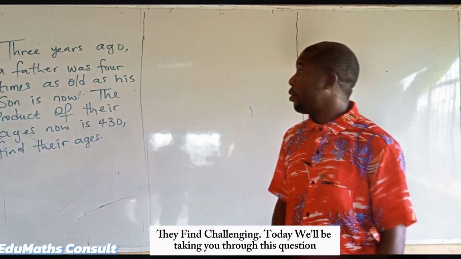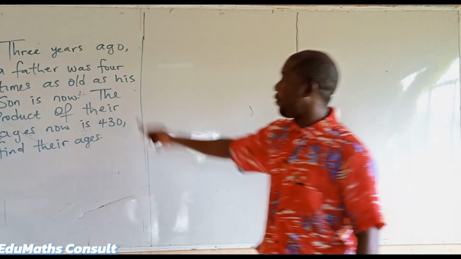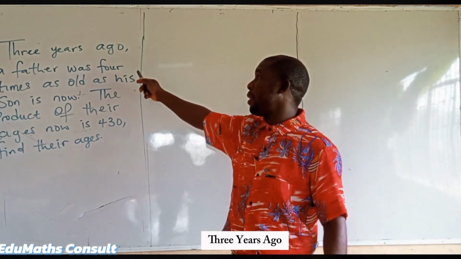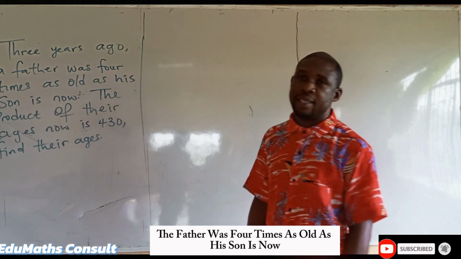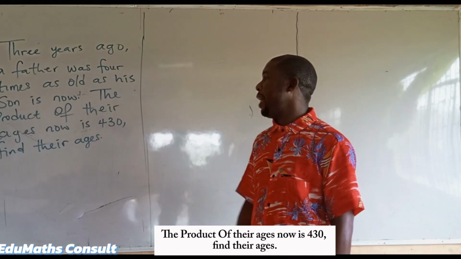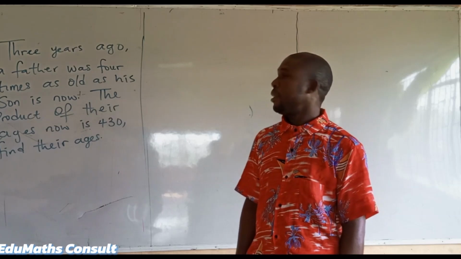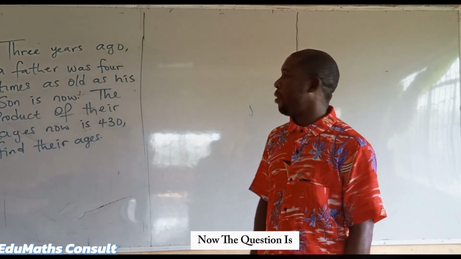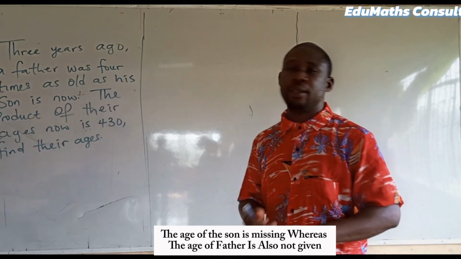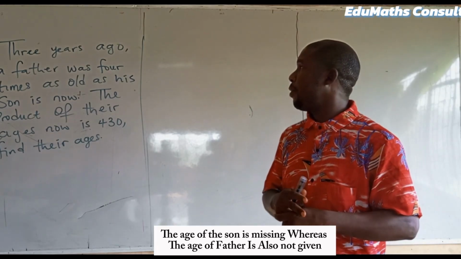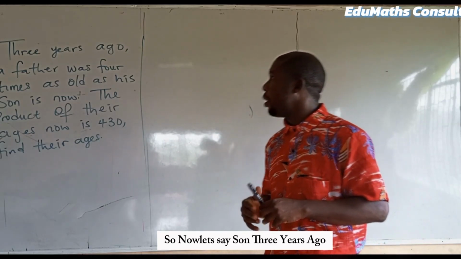Today we'll be taking you through this question. The question says, now, 3 years ago, the father was 4 times as old as the son is now. The product of their ages now is 130. Find their ages. Now, the age of the son is missing, whereas the age of the father is also not given. So now let's solve.